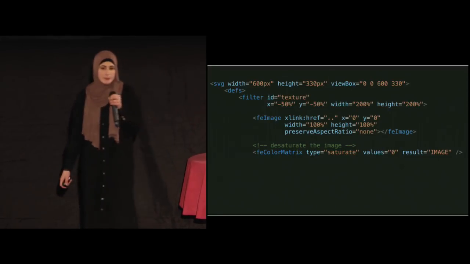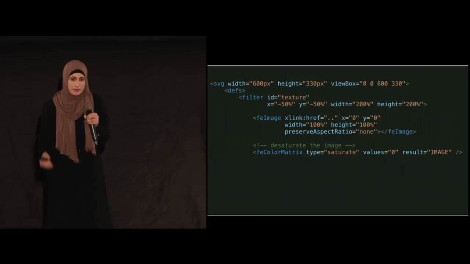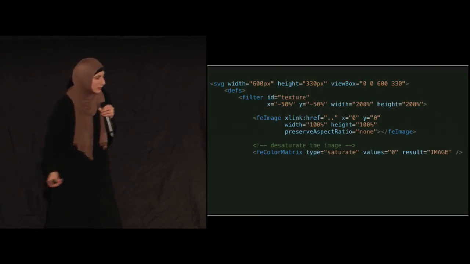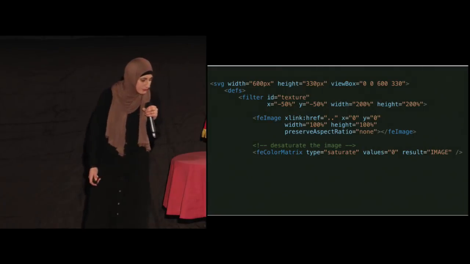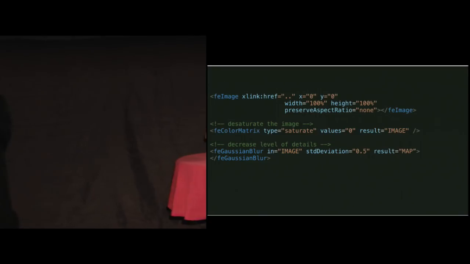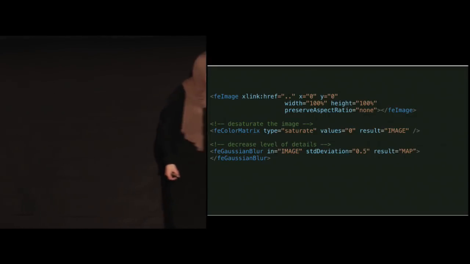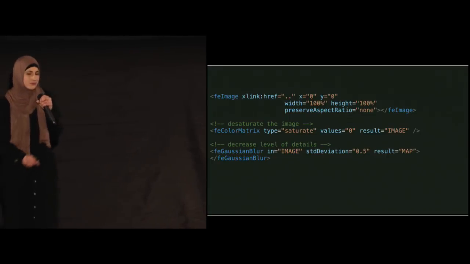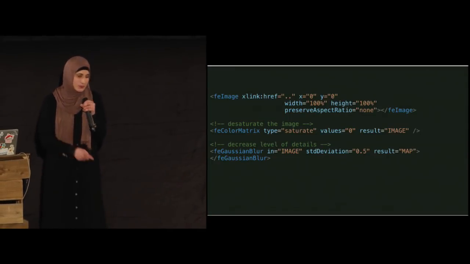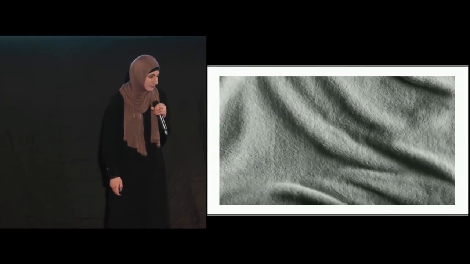Color matrix takes many types. One of them is saturate, which is just a shorthand for a specific color matrix. It's just for convenience, and it's available for us. So if you use type saturate value 0, you're going to desaturate the image. And then you decrease the level of details by applying a Gaussian blur on the image itself. In this case, I've used 0.5 because I found that to be even more realistic than 1 pixel. And that result is a map, and this is what it looks like.